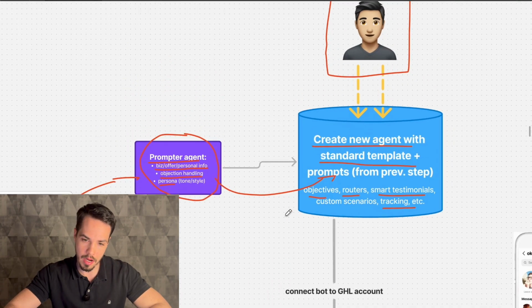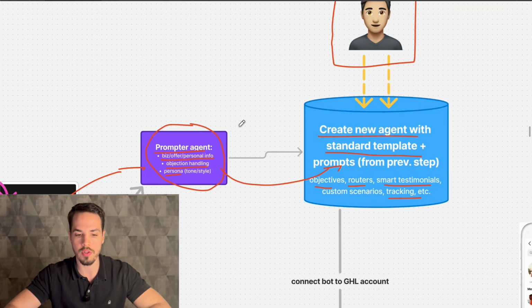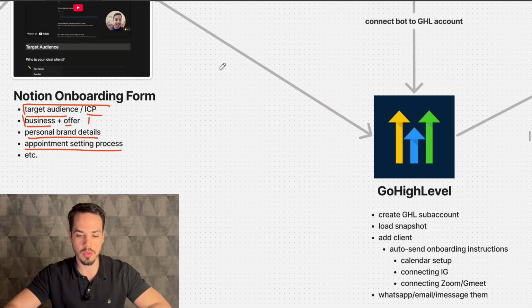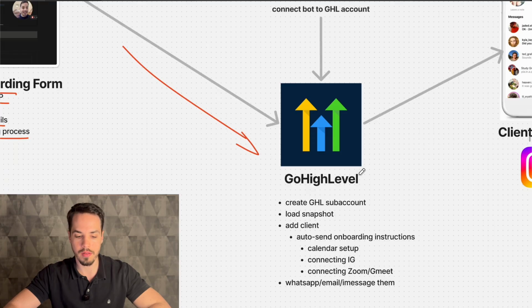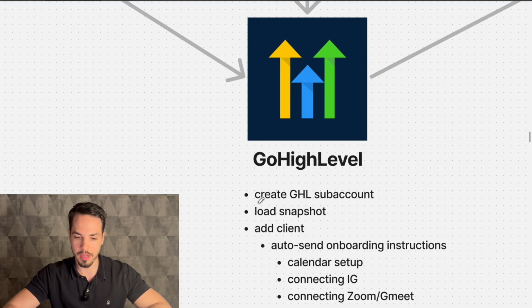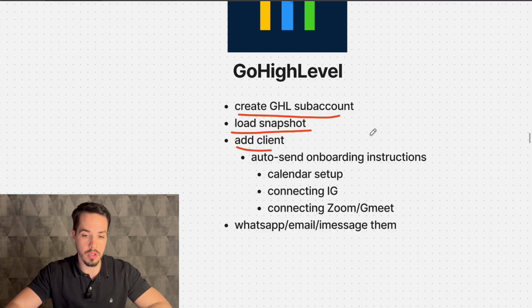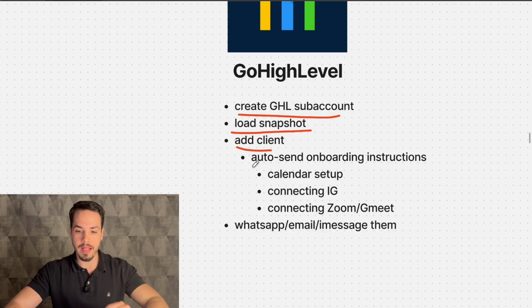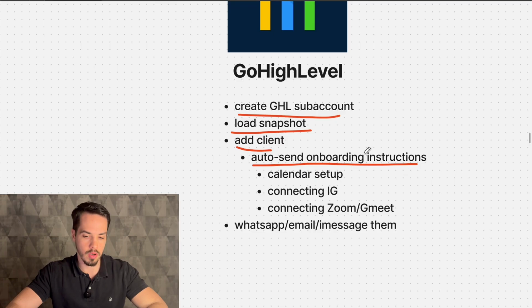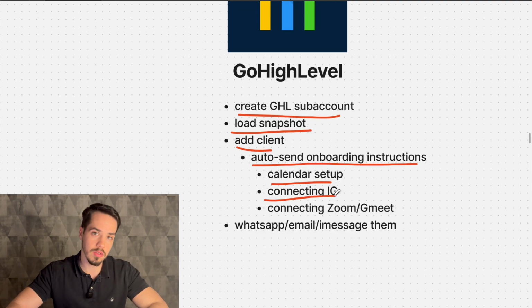At the same time that the AI is doing this and builds the agent, builds the prompts, we also want to onboard the client into Go High Level. And if they don't have a sub-account, we create them a sub-account. We load up the snapshot that has all of our automation, all of our dashboard, all of our tracking, all of that stuff. It would also add this client to the new sub-account, and then basically send them the onboarding instructions. I have all of this stuff also on Notion. How they can connect their Google Calendar to Go High Level, how they can connect their Instagram to Go High Level, how they can connect their Zoom, Google Meet, etc.